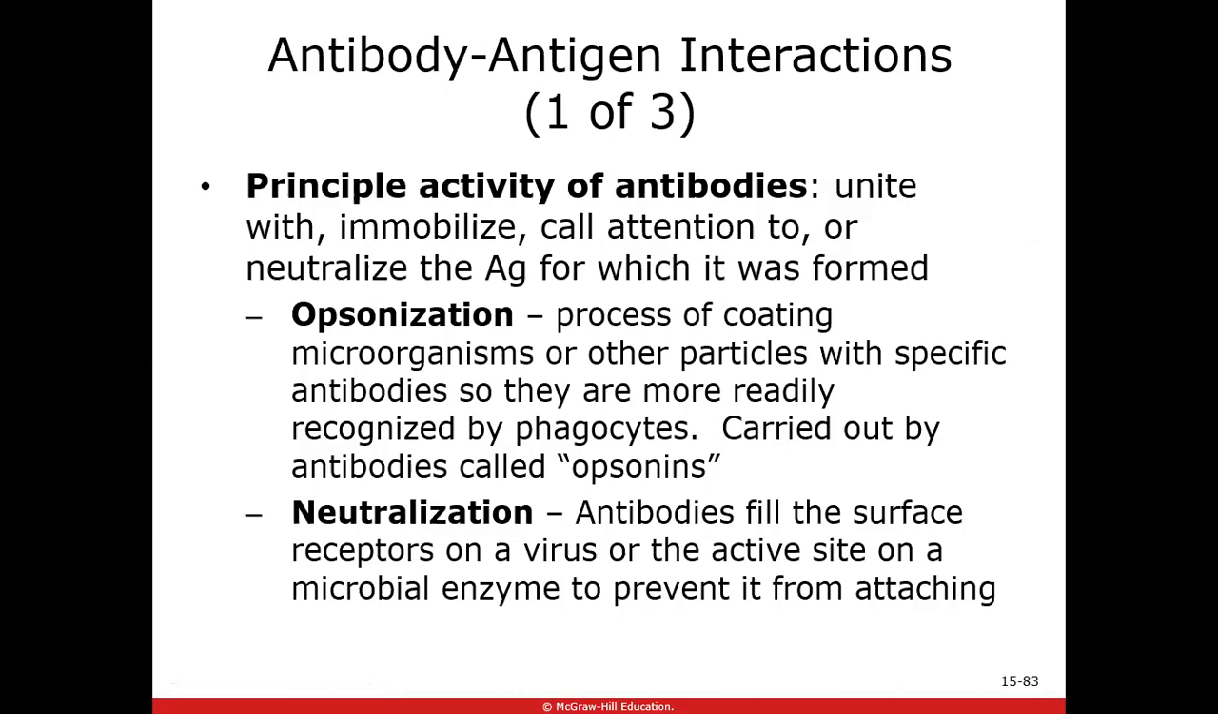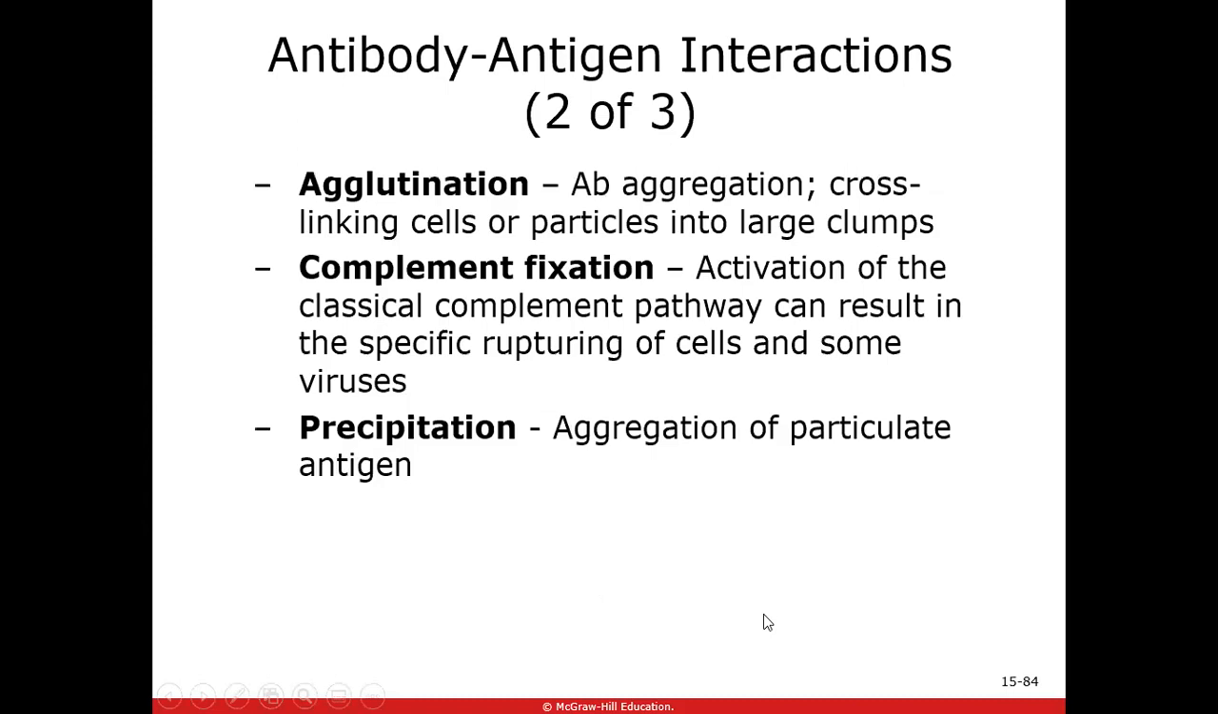Okay, here are some principal activities of antibodies. When antibodies are produced, they unite with, immobilize, call attention to, or neutralize the antigen for which they were formed. First, it's called opsonization, the process of coating microorganisms or other particles with specific antibodies so they are more readily recognized by phagocytes. It's carried out by antibodies called opsonins. So that's opsonization. Neutralization: antibodies fill the surface receptor on a virus or the active site on a microbial enzyme to prevent it from attaching.